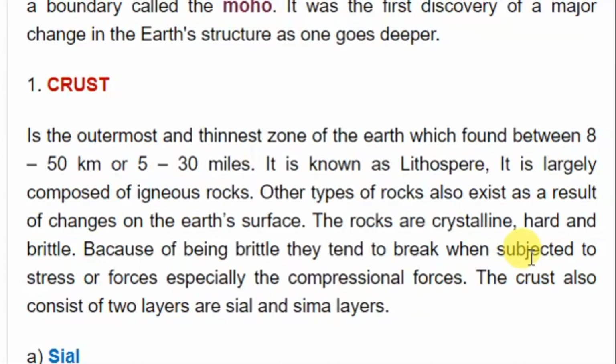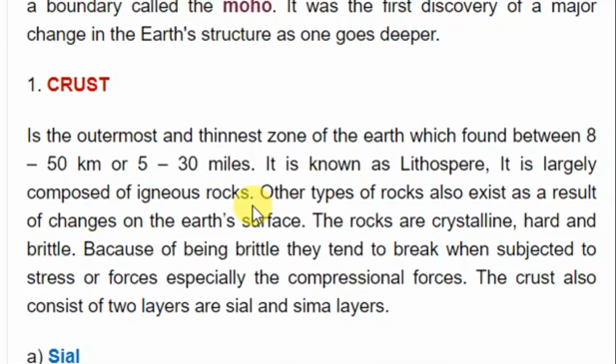Now we are starting with the crust. Crust is the outermost and thinnest zone of the earth, which is found between 8 to 50 km or 5 to 30 miles. It is known as lithosphere. It is largely composed of igneous rock. Now, if you don't know about igneous rock, don't worry. We shall discuss the categories of rocks.